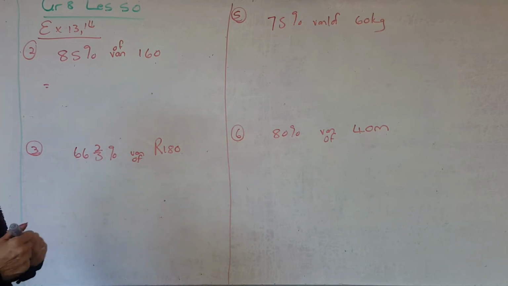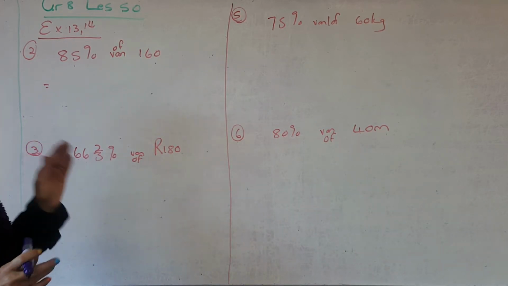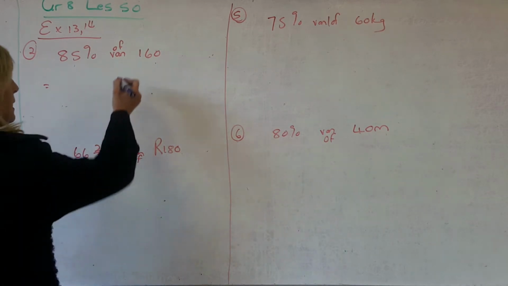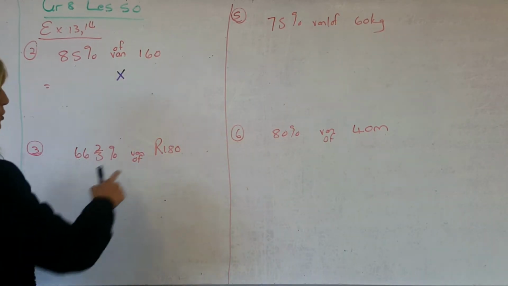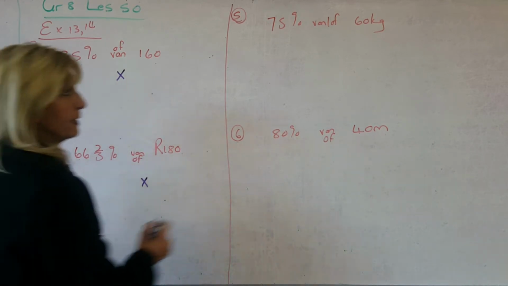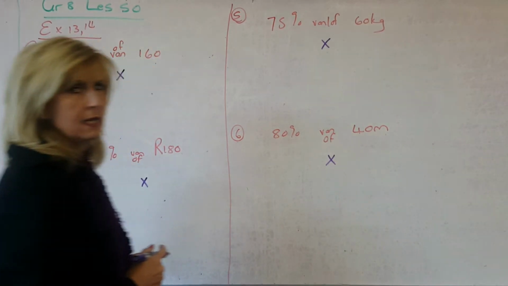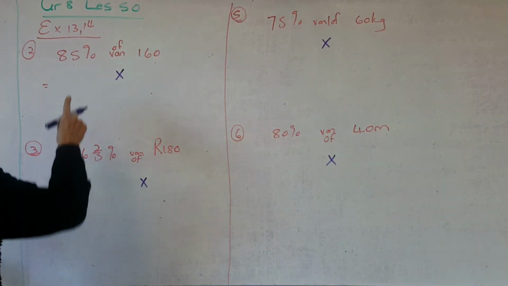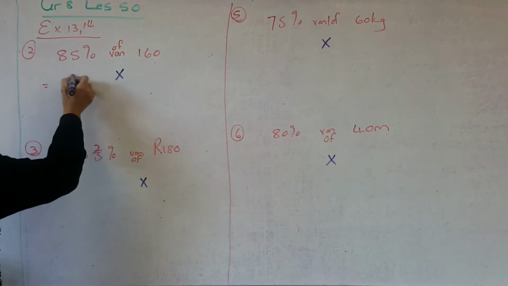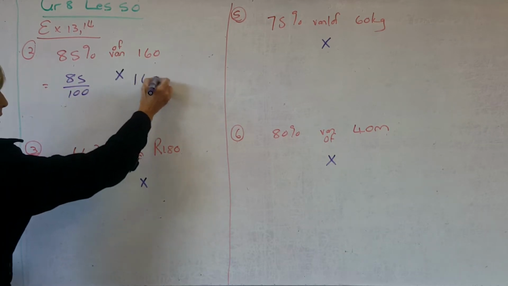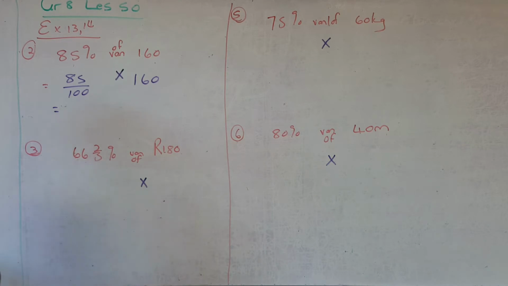So in jou persentasies, as ek vir jou ooit nog gesê het van, what is the meaning of van? Dit beteken maal. So the moment you hear van, you do a multiplication sign. Of means multiplication sign, immediately. Dan gaan jy vir my sê, 85% is 85 over 100 van die 160. And then you just need to take your calculator to work that out.